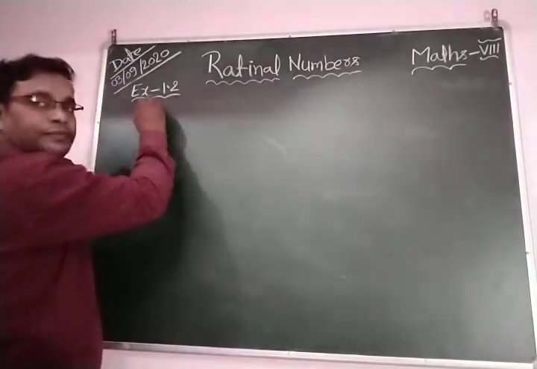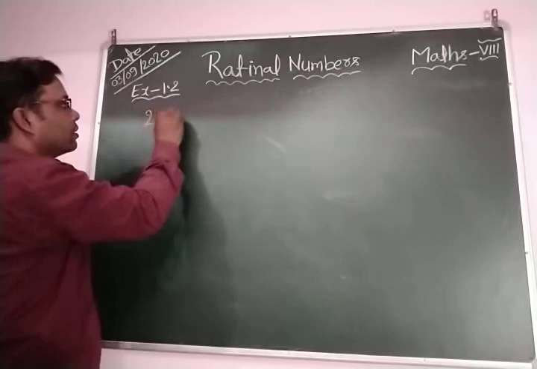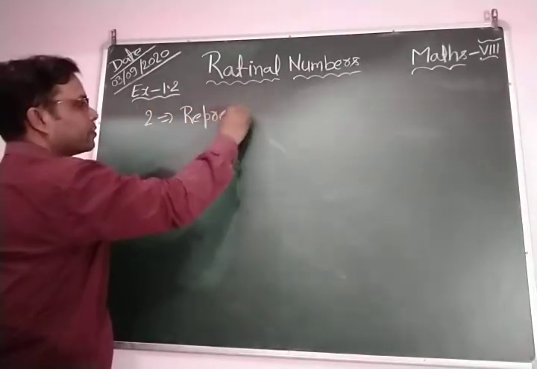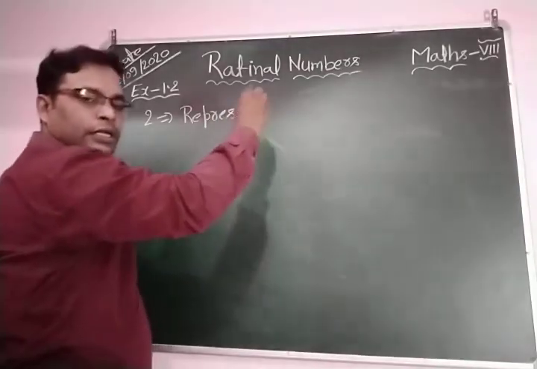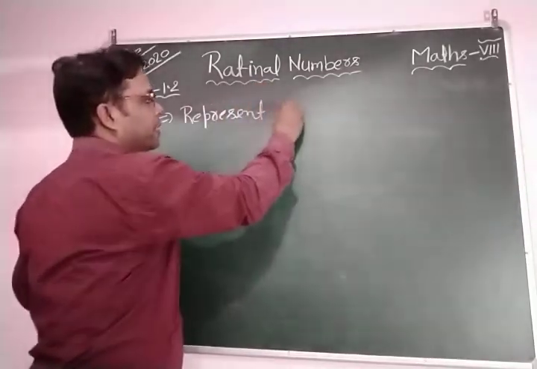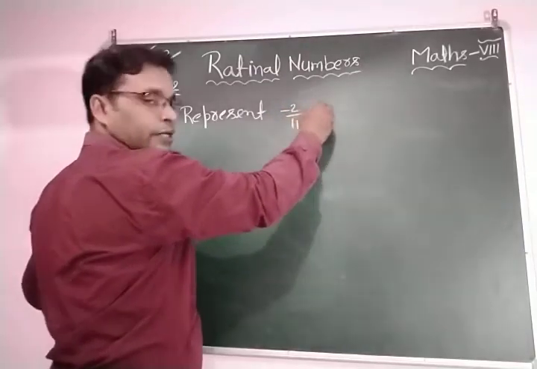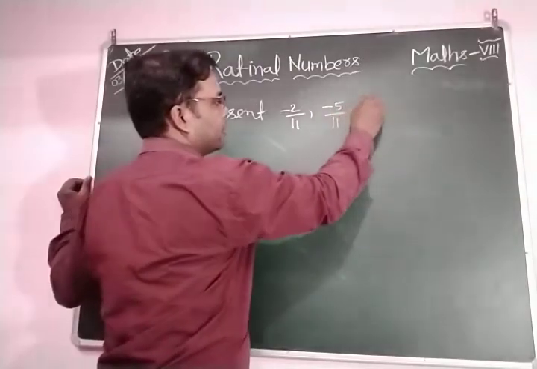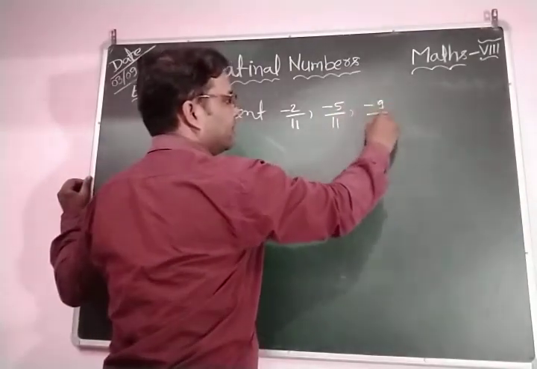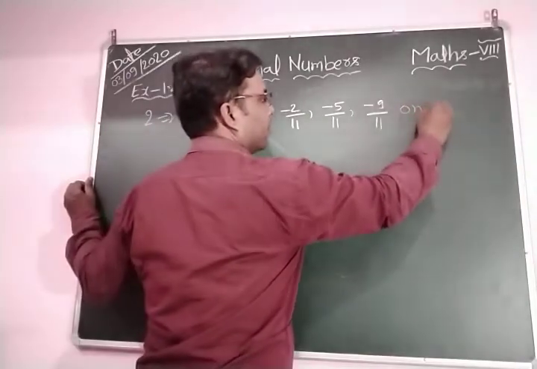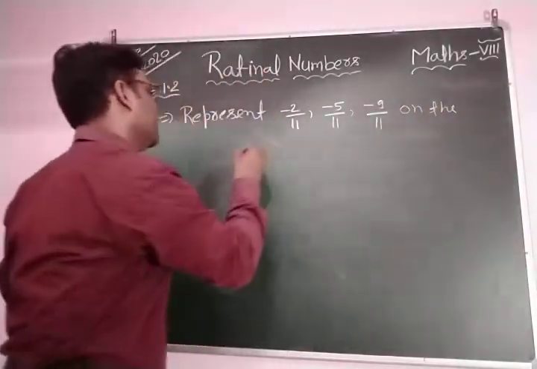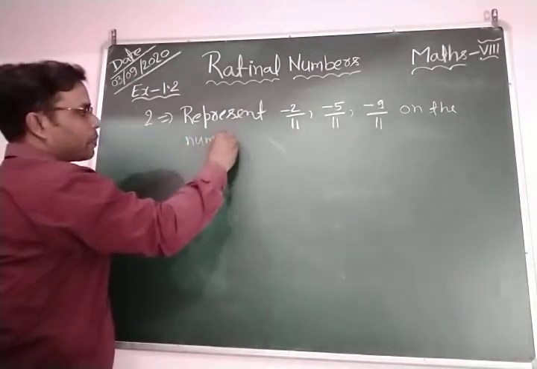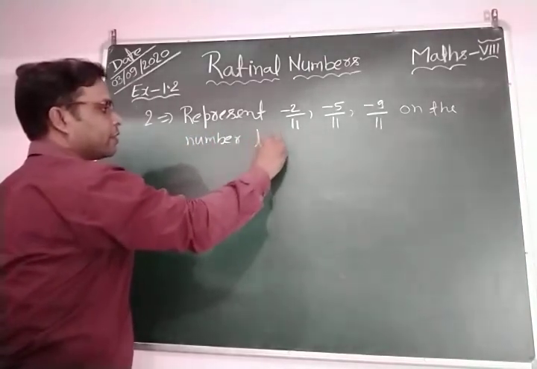Question number 2: represent minus 2 by 11, minus 5 by 11, minus 9 by 11 on the number line. Okay.